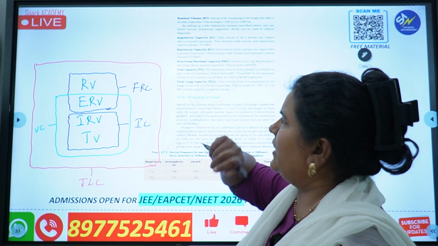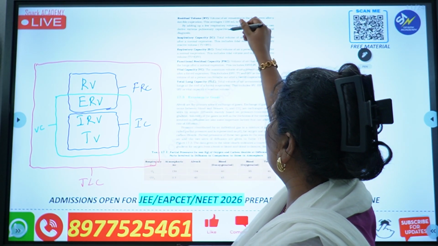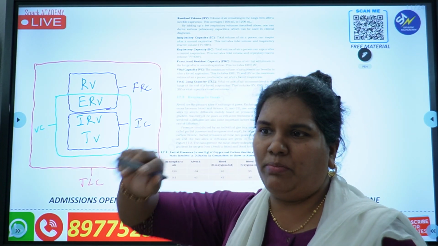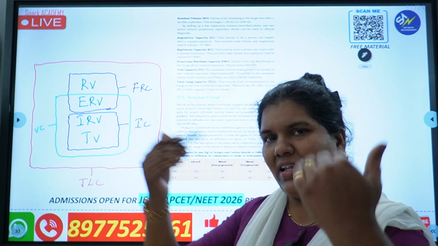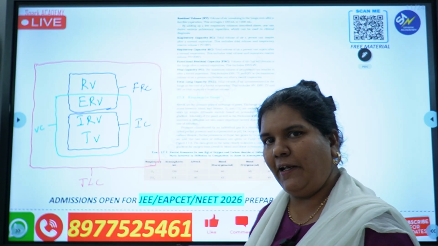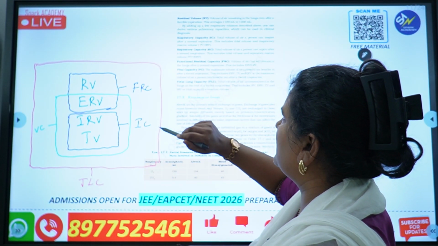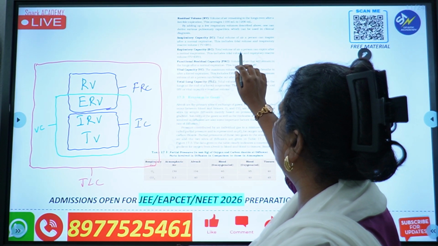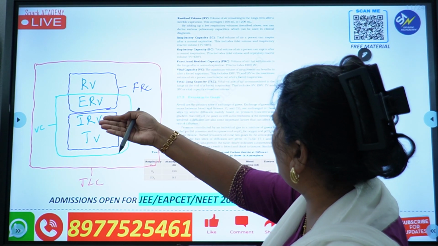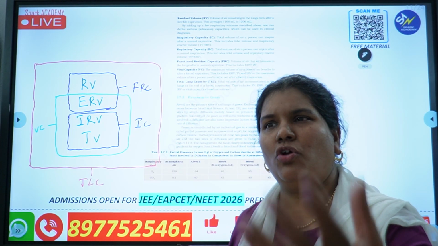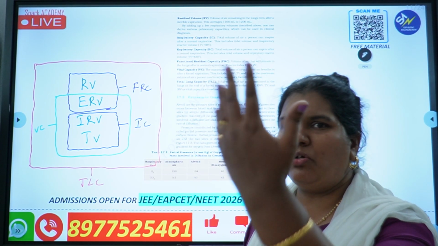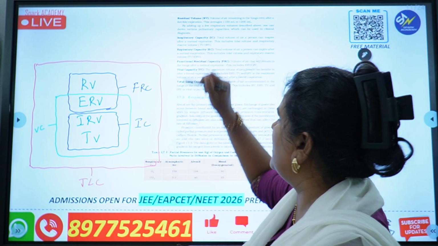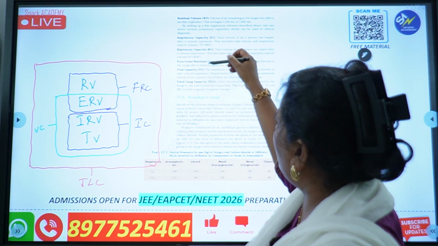Now let's see inspiratory capacity. What is inspiratory capacity? Total volume of air a person can inspire after normal expiration. Means I'm expiring the air and the volume of air that I'm taking in is inspiratory capacity, which is TV plus IRV. What is expiratory capacity? Total volume of air a person can expire after normal inspiration. So normally I'm breathing in and the amount of air that is going out, that is called expiratory capacity, TV plus ERV.